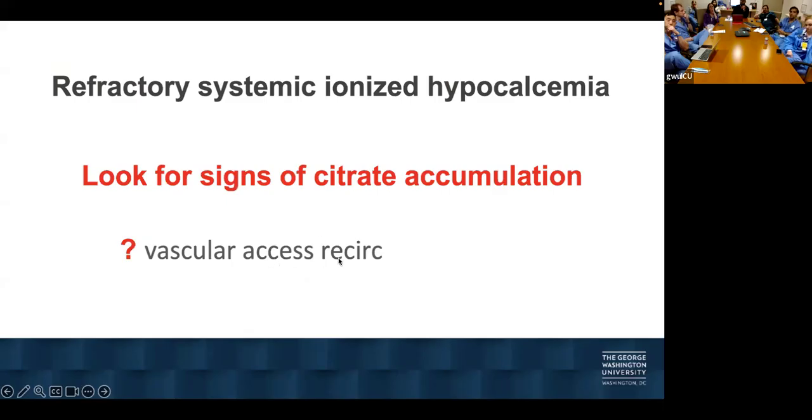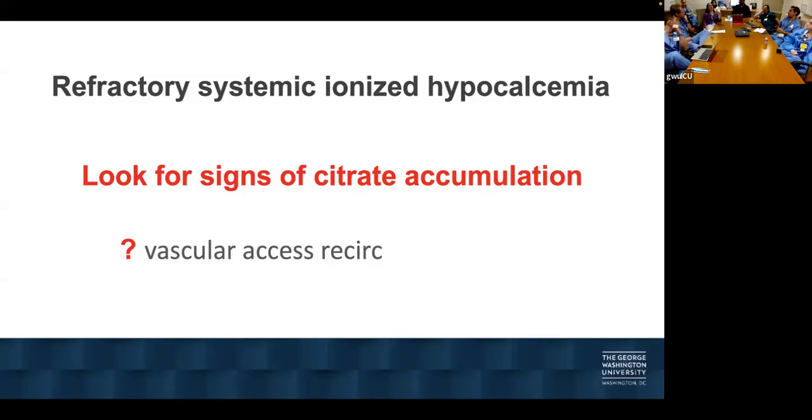Vascular access reserve: if by mistake somebody draws the ionized calcium from the circuit, then there might be a recirc, because even when you check it before the citrate infusion, those holes of the catheter are next to each other, so you can have recirc there. So ionized calcium should not be drawn from the circuit, and the nurses understand that as part of their training.